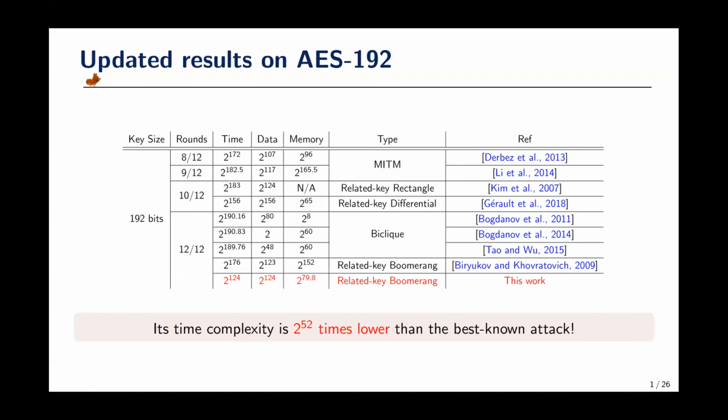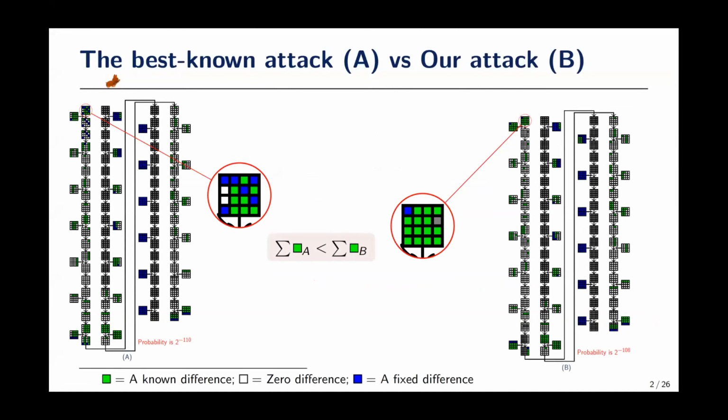So here is the boomerang attack. On the left is the best-known attack of Biryukov and Khovratovich, and on the right is our attack. Green bytes here mean the known differences, and our attack has probability 2^-108 instead of 2^-110. It's a bit better, but it's almost the same probability.